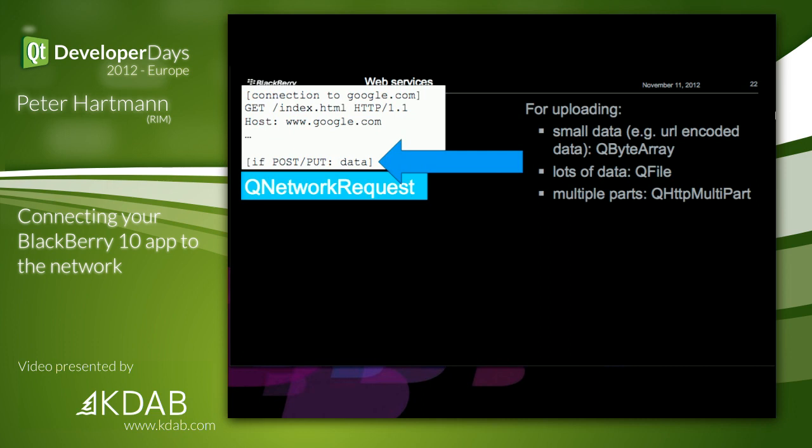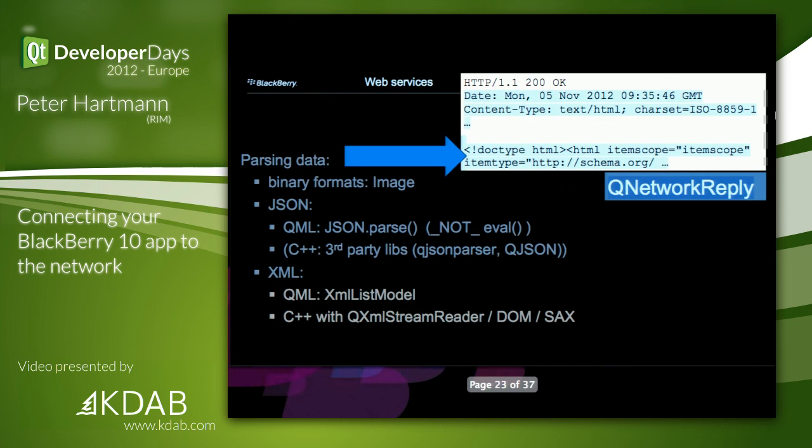Now, also interesting is parsing the data from the reply. Here in the example, you see it's HTML, but often from a web service, you get back other formats, like a binary format. Again, if you want to display an image, you get the binary format back. Also useful is JSON data.